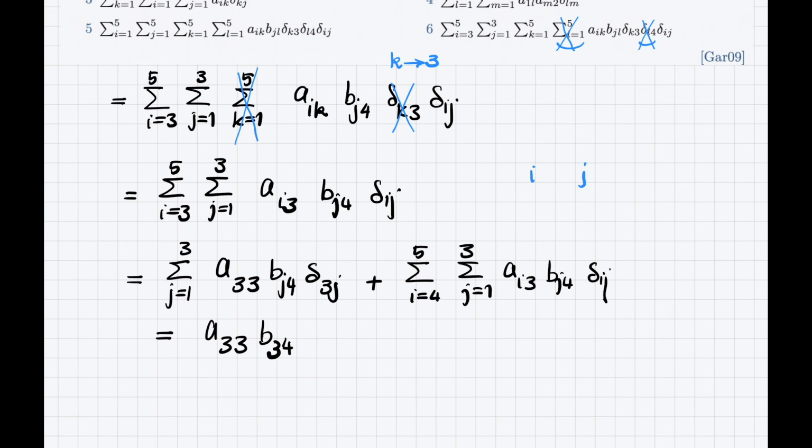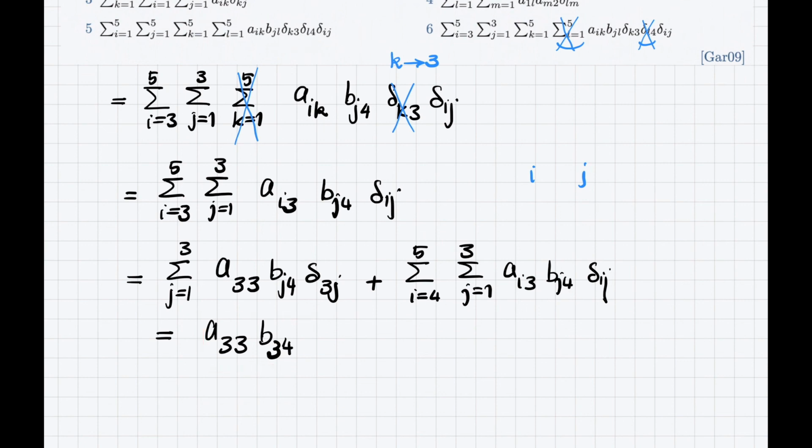But what happens for this sigma? In this sigma, this j runs from 1 to 3 and i runs from 4 to 5. So the minimum value for i is 4, but the maximum value for j is 3. So it is not possible for i and j to be equal at all. So this delta that appears here is always equal to 0. So this sum will vanish, and this is left for me.